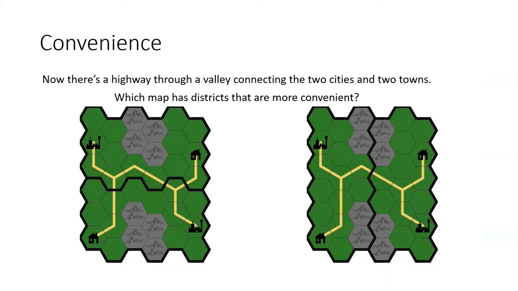So now I put together a different example where there's still some mountains in Hexland, and now they've actually built a highway through the center of the island. They've taken down some of those mountains and they've built a highway through the mountain. And so the two sides of the island are connected, and the two cities and the two towns are connected. Pop quiz. Which map has districts that are more convenient? Now remember, the test for convenience is: is it practicable to travel throughout the district without leaving it?